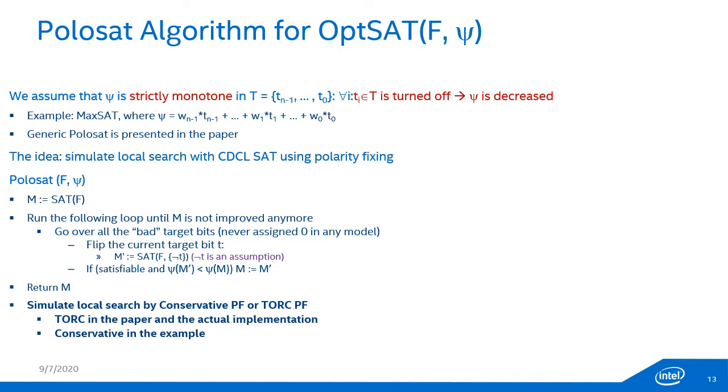Now let's go back to the loop. If we succeed to find a better model, we update M. Otherwise, we just go on to the next bad target bit. And so that's the algorithm. We are using the Tork polarity fixing in the paper in the actual implementation, but I'll be using the conservative polarity fixing in the example, which follows in the next slide, for simplicity.